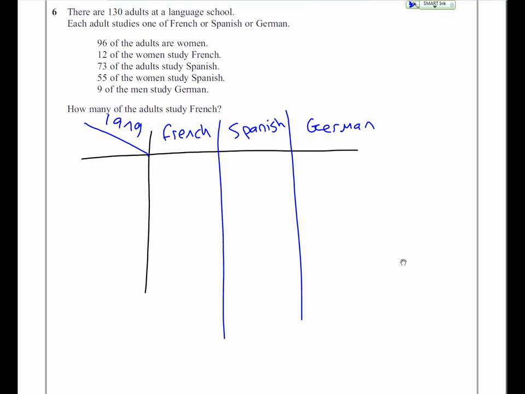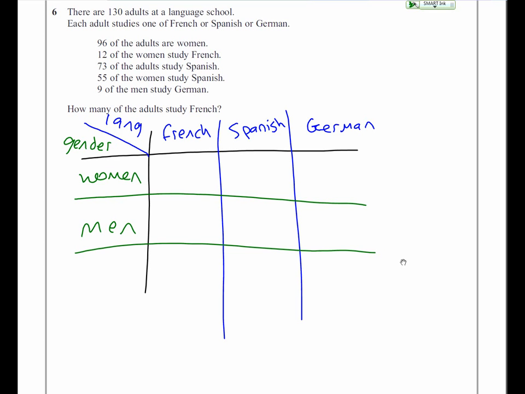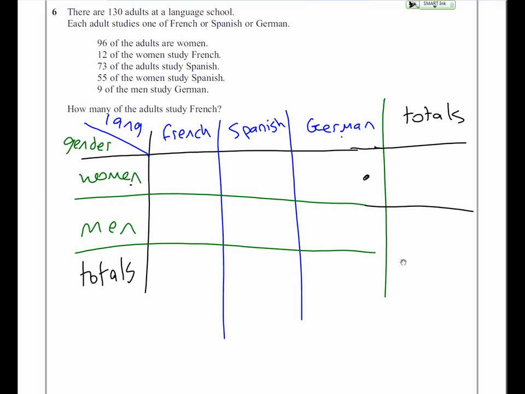Okay. Anyway, 130 adults. Each adult studies French, German, Spanish. 96 of the adults were women. So you've either got women or men. Okay, so this is gender. Women, men. Okay. Now, if you're in, say, this column, then that's how many women do German, for instance. So let's fill in what we know. And by the way, we always have totals on the sides as well.